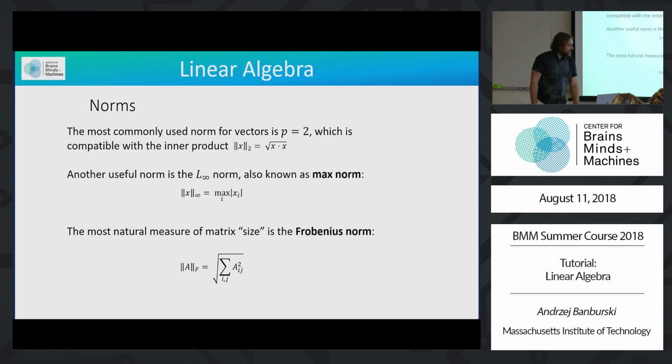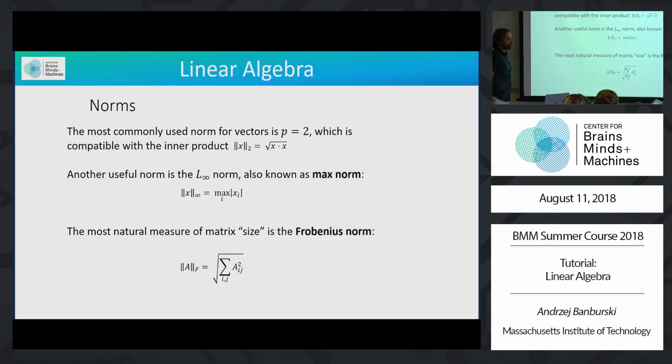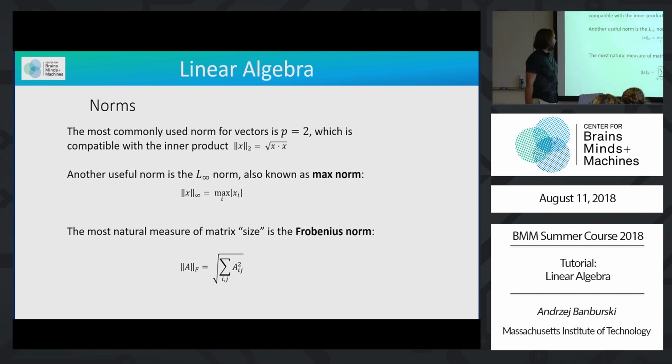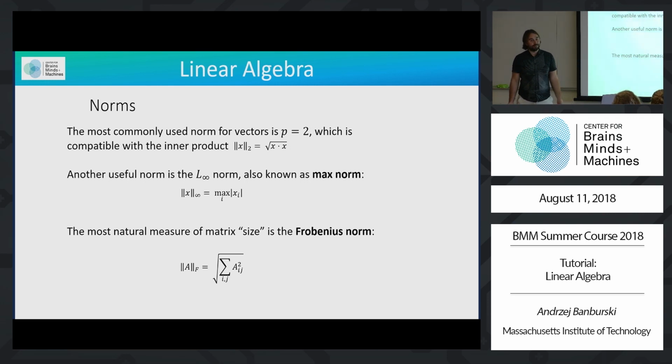Most commonly, we use the L2 norm, which is compatible with the inner product, because the L2 norm is just the square root of the inner product of x with itself. Throughout this summer school, you might also see the L infinity norm, which is also known as the max norm, and is the maximal entry in the vector, in absolute value.